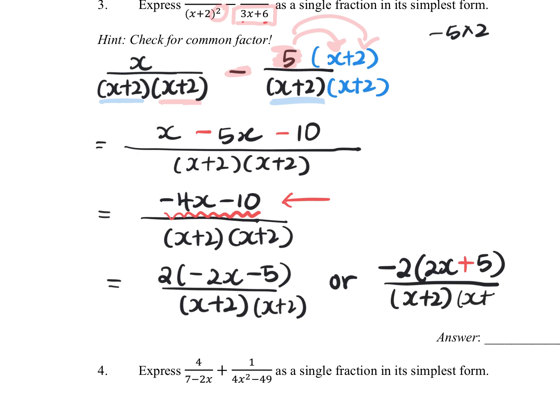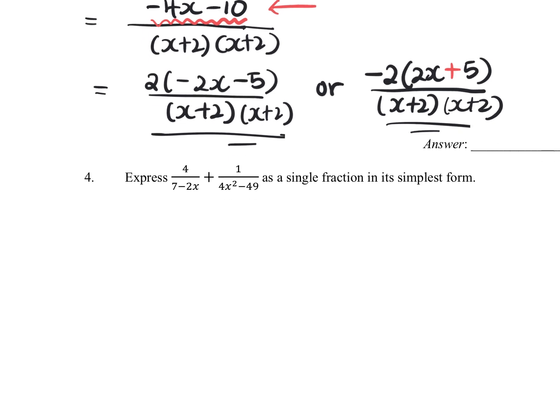Sometimes you have to take note that in some cases, the numerator after factorization may have further common factors for you to cancel out. So in this case, we just double check there's no other common factor, so this will be my final answer. Have you gotten the concept? If you're good, then let's move on to the last question, question number 4.